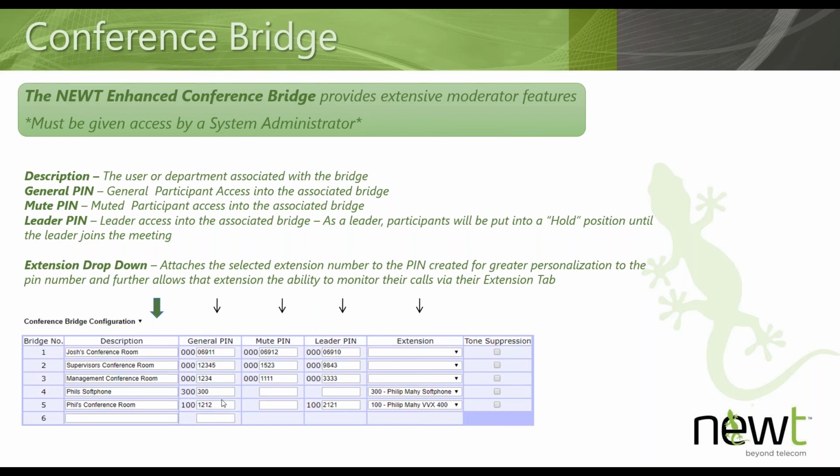So you would give this to anyone who you want to give access to your conference call. Mute PIN number: you would give this to people that you just want to have listen-only access. Leader PIN would be the PIN number you use to initiate the conference call. And as a leader, participants will be put into a hold position until you join the meeting. And when you join the meeting, it will tell you how many people are on hold.